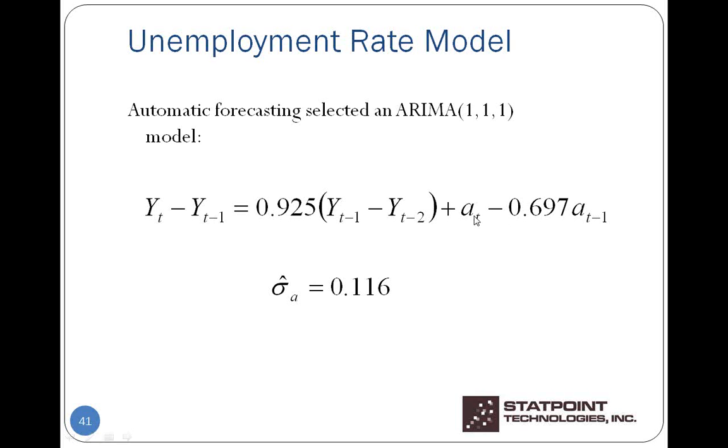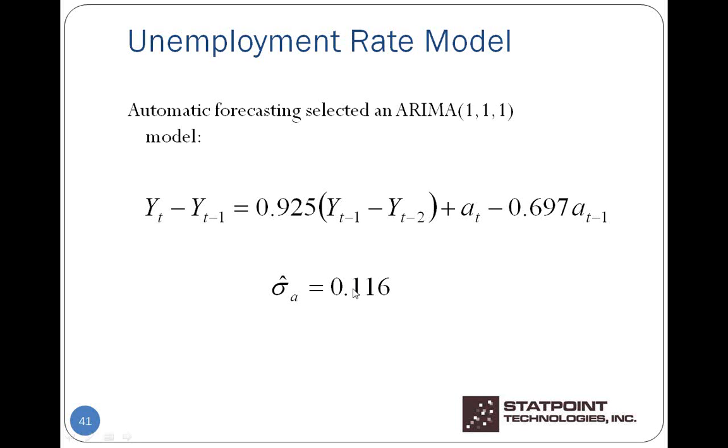Plus a random shock at time t, minus a little bit of the random shock that hit at time t minus 1. And incidentally, as part of the model, you also get an estimate of the standard deviation of those shocks. You should think of those shocks as random samples, typically from a normal distribution, with a mean of 0 and some standard deviation. As part of fitting the model, you get an estimate of the standard deviation of those random shocks, which in this case was 0.116. So that is the model that was fit by the automatic forecasting procedure.